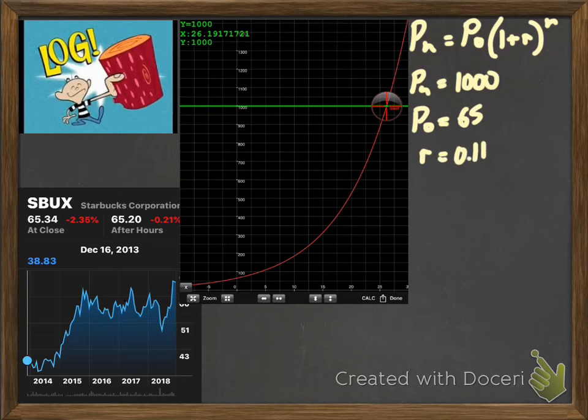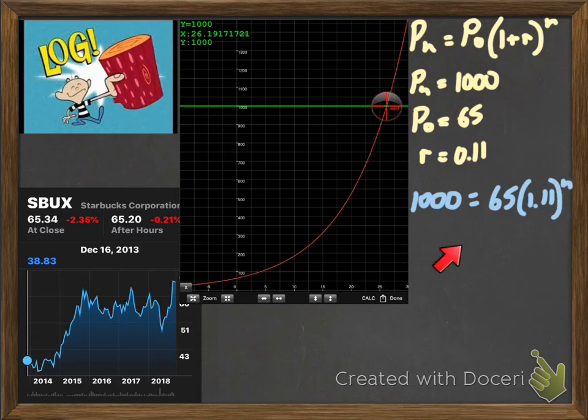I know you all are familiar with logs. We did logs in Algebra 2, and some of you have taken calculus, and I know you've done logs in calculus. So to solve an exponential equation for the exponent, remember log is an exponent. Basically, logs are undoing the exponent, so it's an inverse operation. Like division is the inverse operation of multiplication, or subtraction is the inverse operation of addition. Logs are just the inverse operation of exponents. So if p sub n is 1,000, that's my target, and my starting point is 65, and the growth rate is 0.11, I can go ahead and write that out.